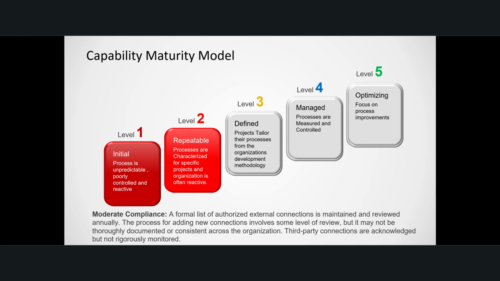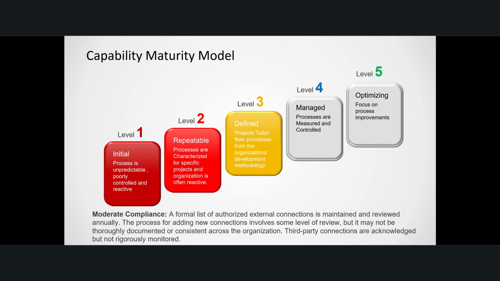Then level 2 is repeatable. The processes are characterized for specific projects and the organization is often reactive. So this is a moderate compliance. A formal list of authorized external device connections is maintained and reviewed annually. The process for adding new connections involves some level of review, but it may not be thoroughly documented or consistent across the organization. Third-party connections are acknowledged, but not rigorously monitored.